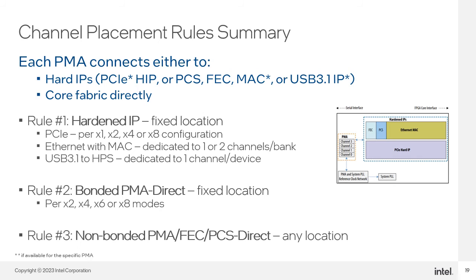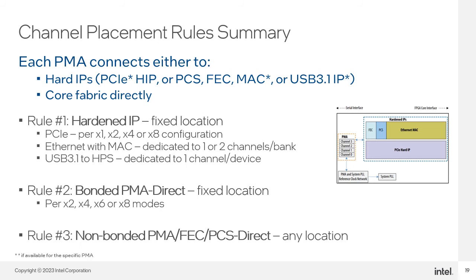For MAC and USB, it depends on whether that particular PMA has access to those resources in terms of availability, or it can go through the core fabric directly. In the next two slides, we will see where the channels actually can be placed. Rule number 1 is about hard IPs. As I mentioned earlier, the hard IPs have fixed locations. The hard IP here refers to the PCIe, Ethernet, and USB.